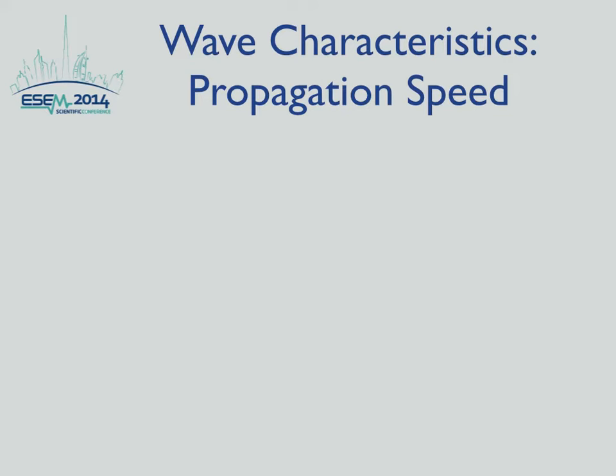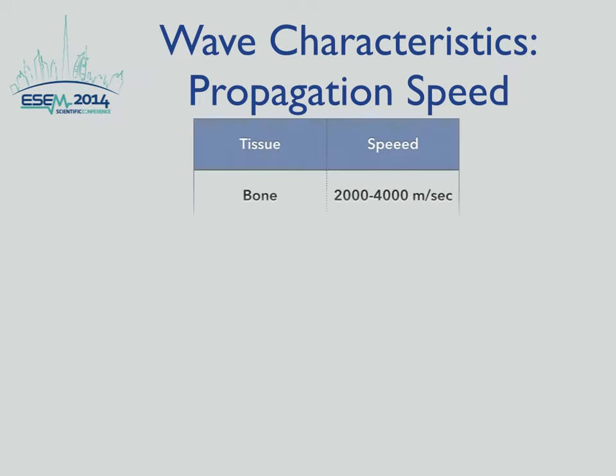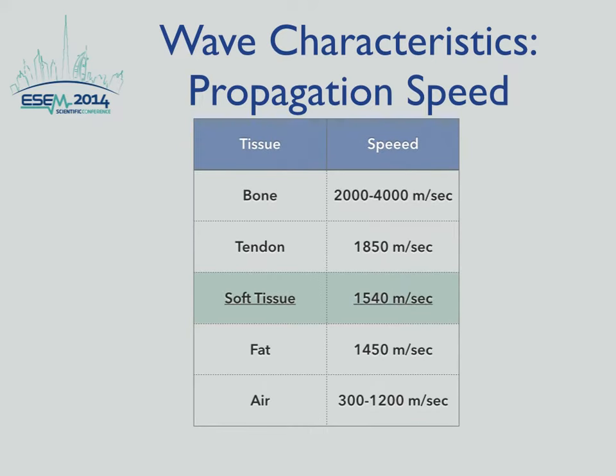Another important wave characteristic is propagation speed, which depends on the medium. The velocity of a sound wave varies with the density and the stiffness of the medium. The greater the stiffness, the faster the wave travels. Therefore, the velocity of sound is low in liquid, highest in solid, and very little in air. The average velocity of waves in soft tissue is about 1540 meters per second, and this is the value assumed by the ultrasound machine for all soft tissue.